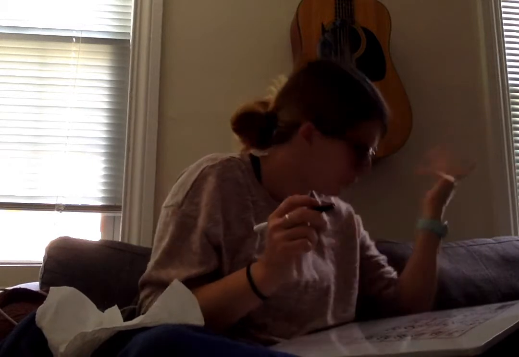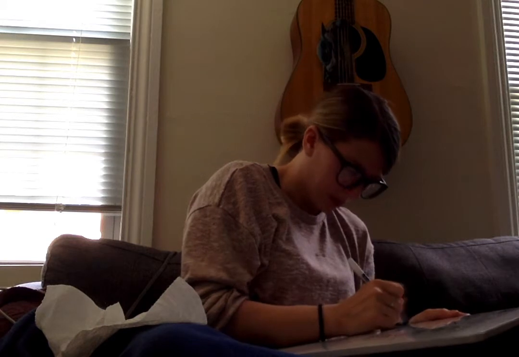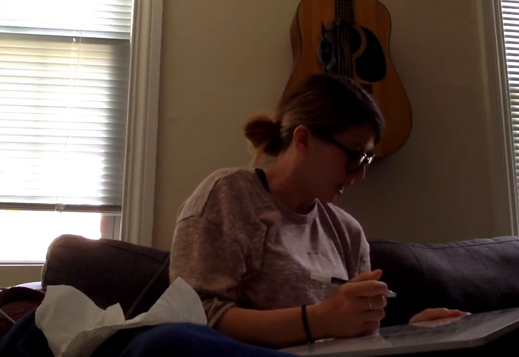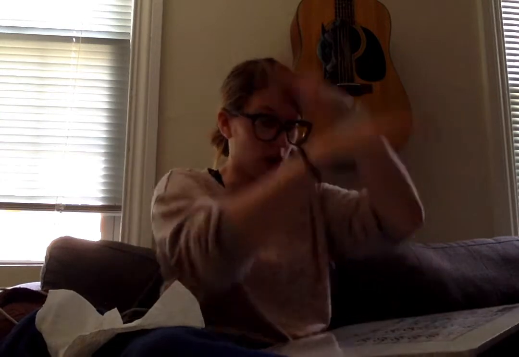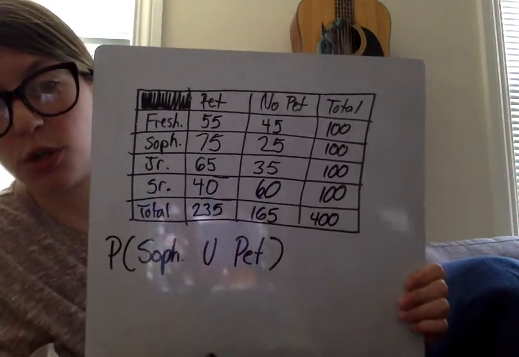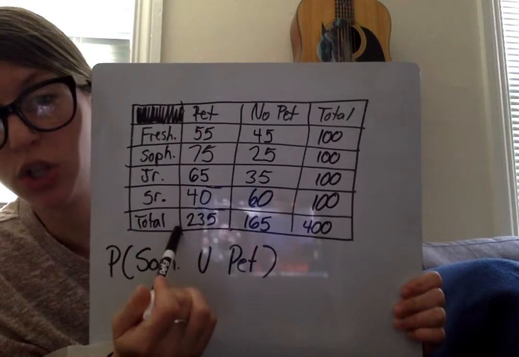Or is when we kind of kick things up a notch. And or is super visual. I'm going to do my best to not block things that are important, but it is what it is. So let's say, what is the probability that I pick someone that's a sophomore or has a pet? So I want to include all the sophomores and all the people that have pets, right? So how many sophomores do we have total? 100. How many pets do we have total? 235. So I'm going to start off by adding them together, right?